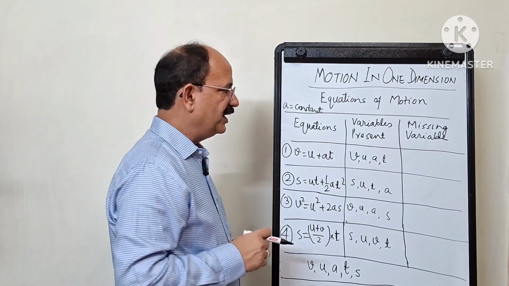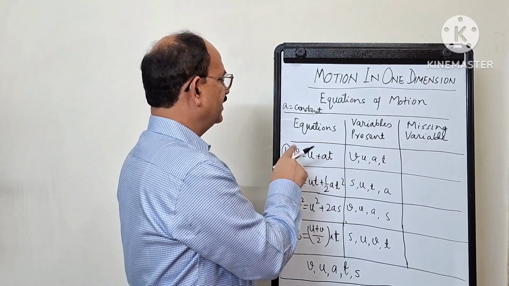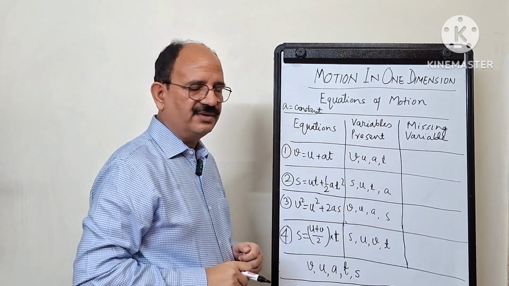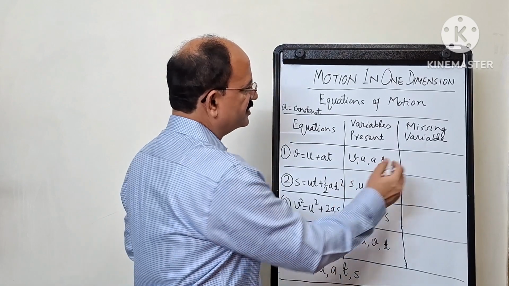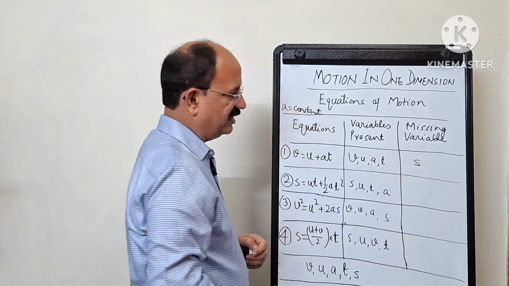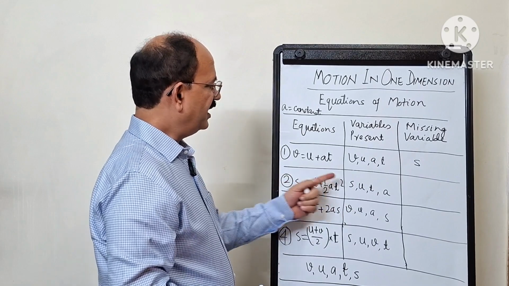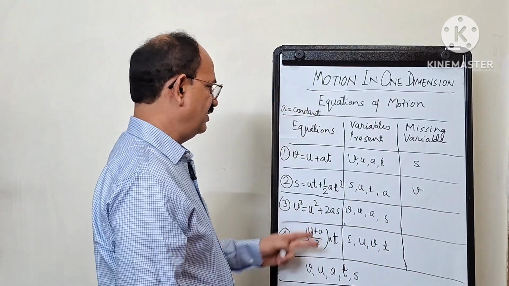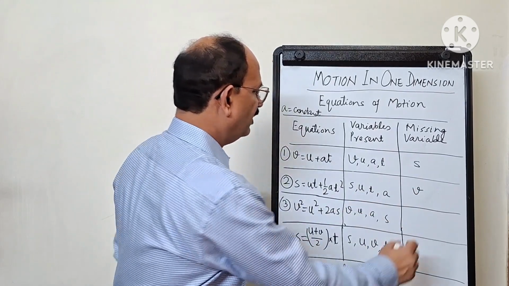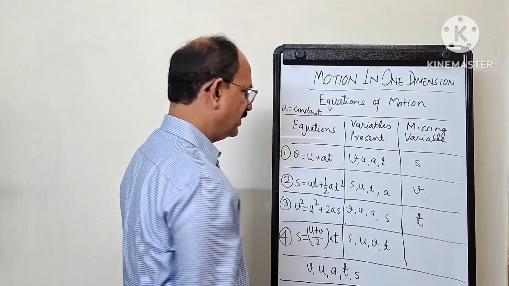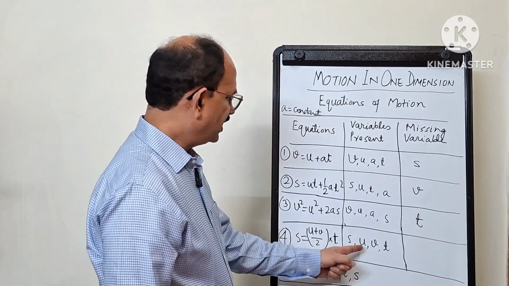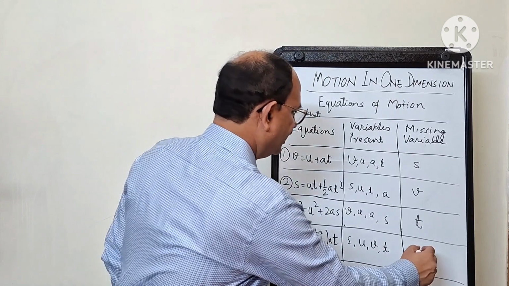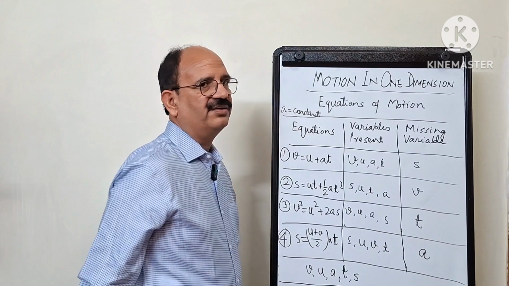Now let's take the first case. v = u + at has 4 variables present in the equation. What is the missing variable in this? s is the missing variable, right? Similarly, in the next one, final velocity v is the missing variable. In this one, what is the missing variable? t is the missing variable, right? In the last one, s, u, v, t are present, so a is the missing variable, right?